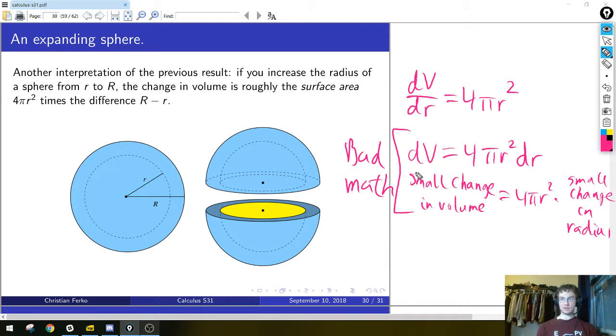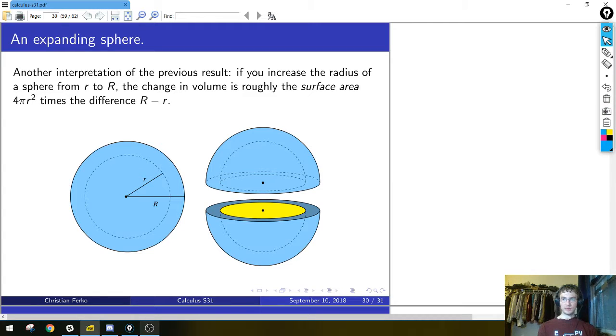Because this second line that I've just written with all the words is exactly what we found by the tangent line approximation: if you want to approximate the small change in the volume, you multiply the derivative by the small change in the argument. This dr, so to speak. Again, this doesn't mean anything, but it can help you remember the way that the tangent line approximation works.